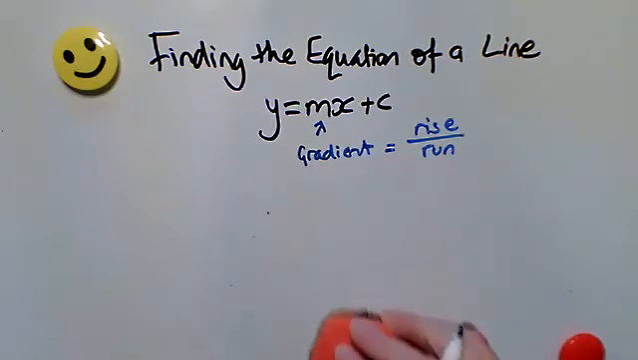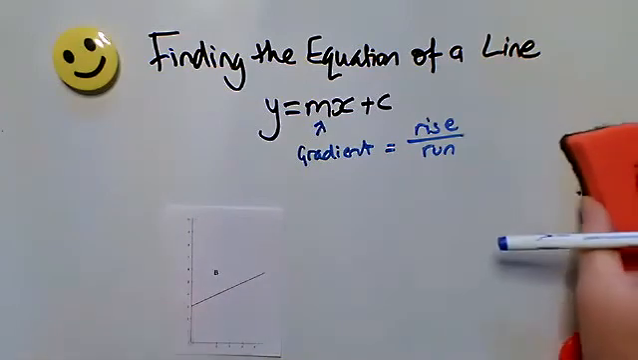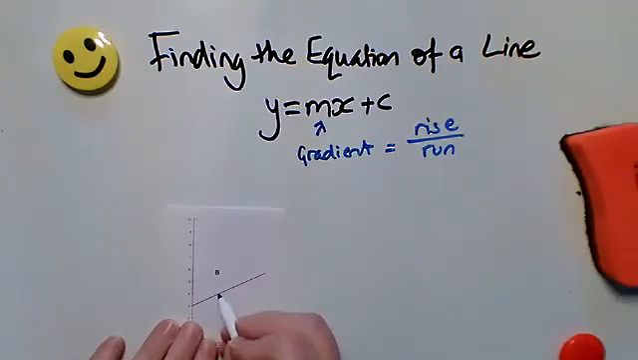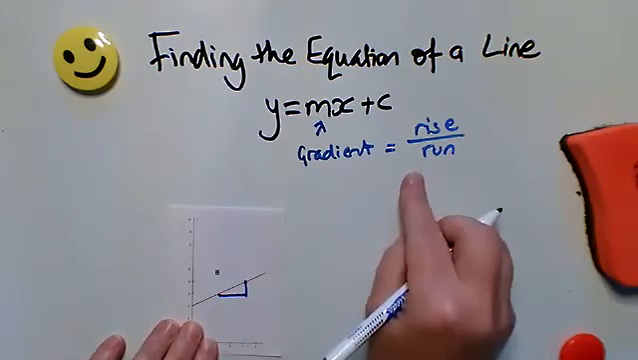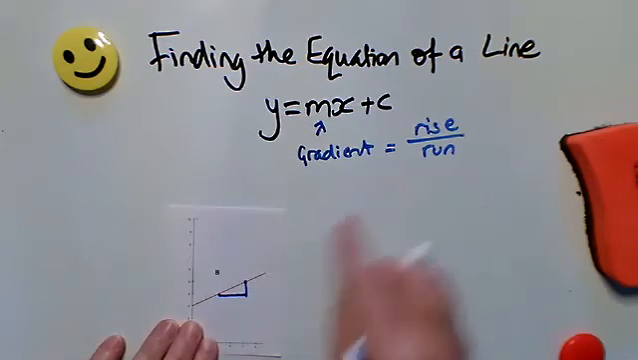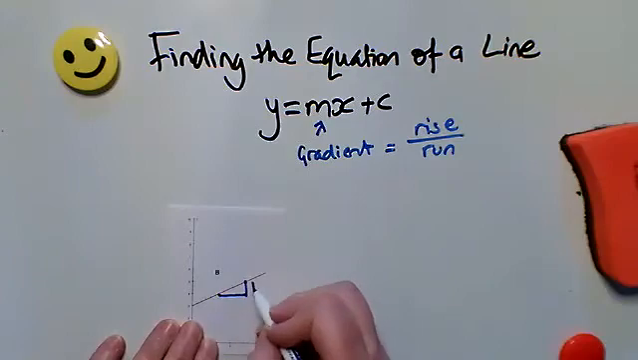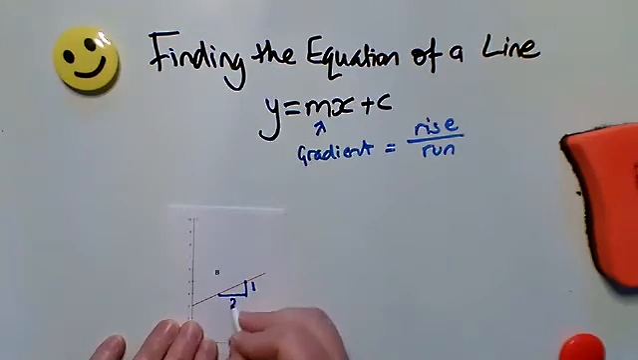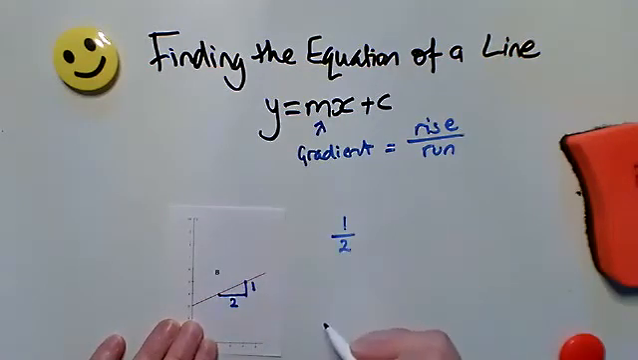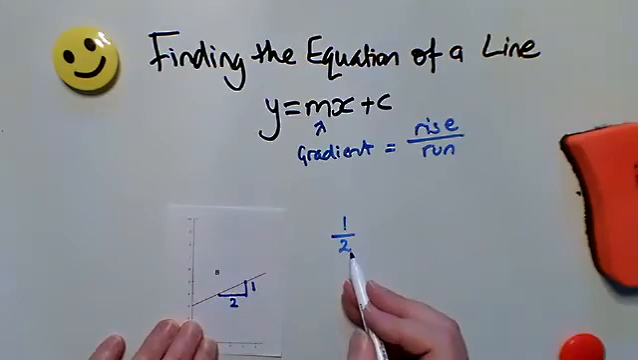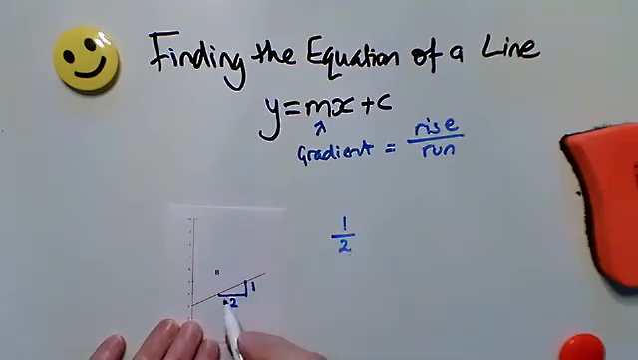Our next example, the gradient, let's have a look, crosses the grid lines here. So I'm going to draw this triangle in. Now, to find the gradient, I want rise over run. So the rise, I'm going up 1. The run, I'm going along 2. So for every 2, I go up 1. So the rise is 1 over the run of 2. So this gives me a gradient of a half or 0.5. So for every 1 along, I'm going a half up.